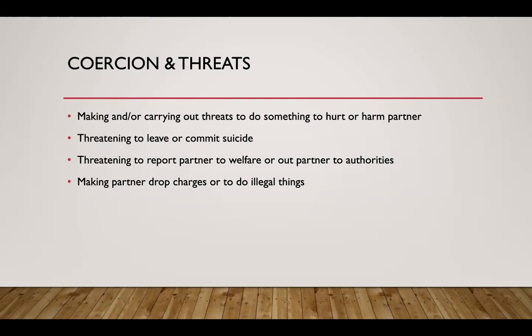So let's take a look at another one, coercion and threats. Coercion is the practice of persuading someone to do something by using force or threats. Well, what does that look like in a relationship, and what are some red flags to look out for? Making and or carrying out threats to do something to hurt or harm partner. Threatening to leave or commit suicide, and that's a form of manipulation. Threatening to report partner to welfare or out partner to authorities. Making partner drop charges or do illegal things.